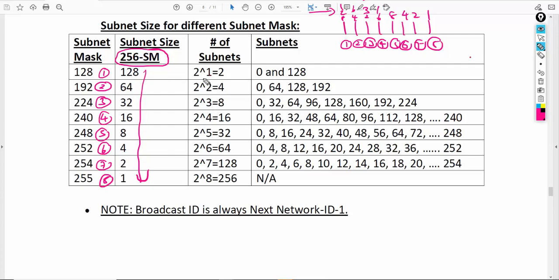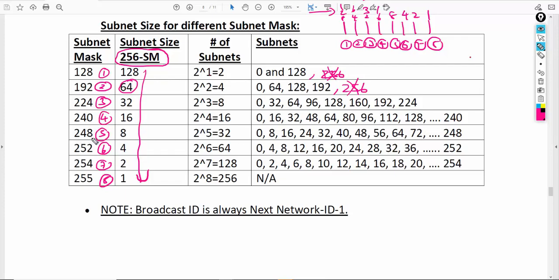If it is 2 subnets, the first subnet is 0 and the second subnet is 0 plus 128. Here the subnet size is 64, so you start with 0, 64, 128, 192. If I add another 64, it becomes 256. Remember, 256 is not valid. If I add another 128, it becomes 256, which is not valid either, so we are not taking it. If the subnet size is 32, it is 0, 32, 64, and it just keeps going like that. They are all network IDs for the 224 subnet mask.